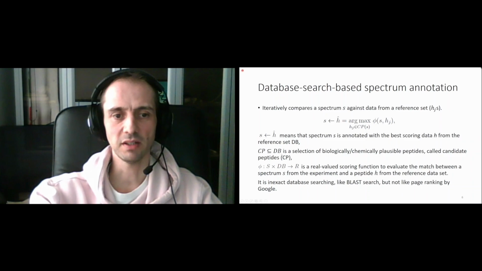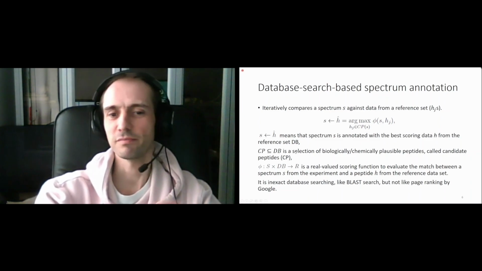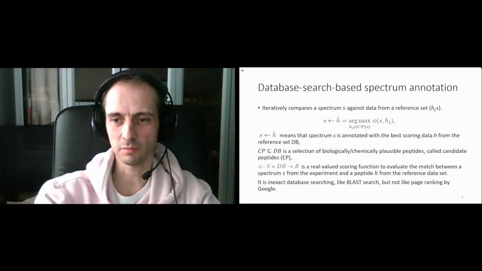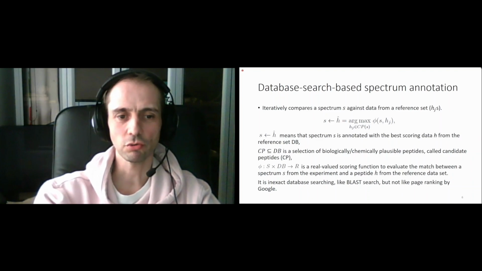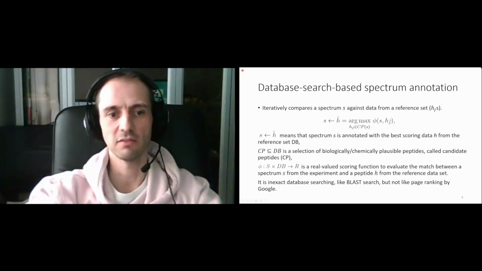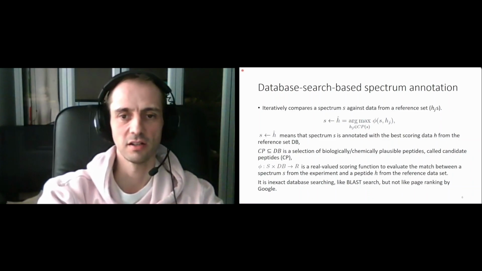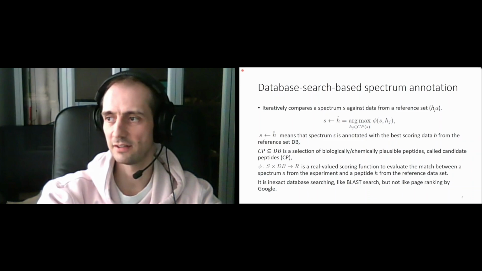CP refers to the candidate peptides, which is a technical selection of biologically, chemically plausible peptides. This is not complicated. We don't need to search an experimental spectrum against the whole data set; we can always search against a small fraction of it.